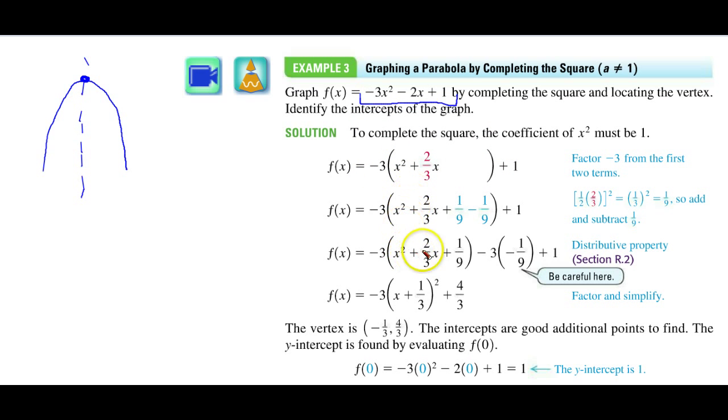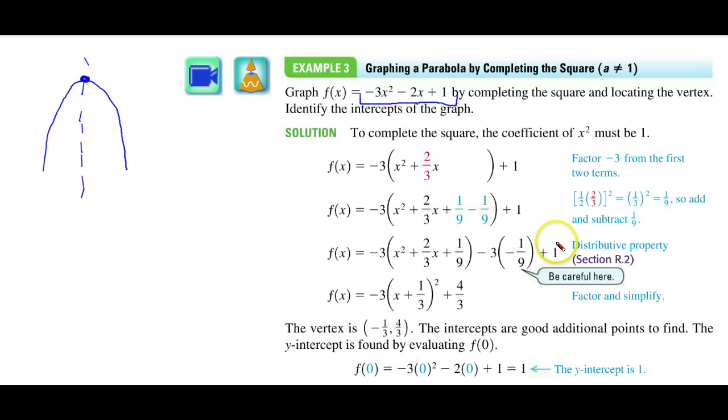You're then going to take half of b, which is 1/3. To complete the square, you need to multiply or square 1/3. That gives you 1/9. Now keep in mind this negative 3 also comes out here as well to this. And here, where you've added a 1/9, you have to subtract a 1/9.